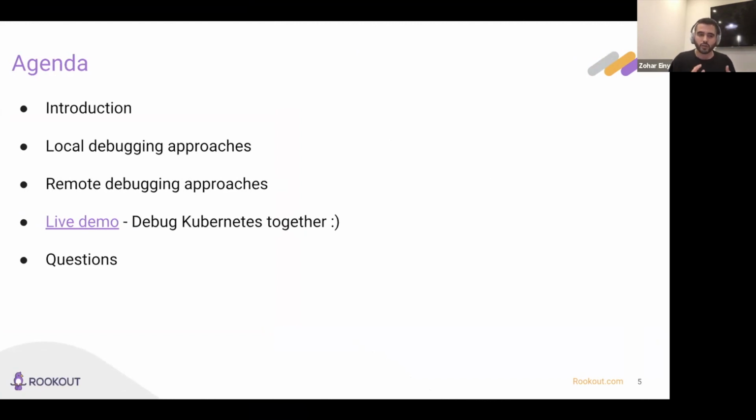I would like to go real quick over the agenda of today. I'm going to discuss the difficulties when it comes to debugging Kubernetes applications. Then we'll go through both local and remote debugging approaches that are available today. And then we'll jump into a live demo where I will demonstrate how I am able to debug my application in production without writing more code, without redeploy, and without further Kubernetes configurations. And then we'll have time for questions, of course, from the audience.